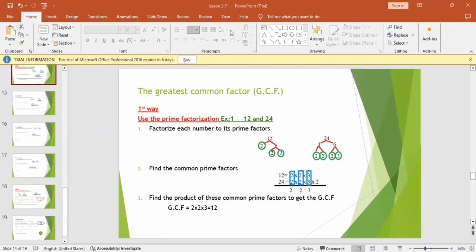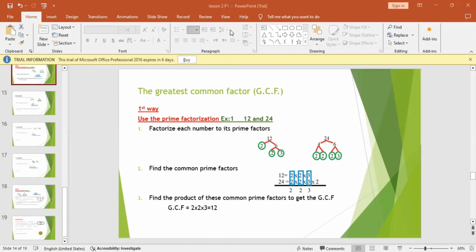Now, how can I get the greatest common factor? G.C.F. If I have two numbers or more, how can I get the G.C.F.? First I have to factorize each number to its prime factors. So take 12 and get its prime factors, and get 24 and get its prime factors. Then find the common prime factors between 12 and 24 or any other two numbers. Then find the product of these common prime factors to get the G.C.F.